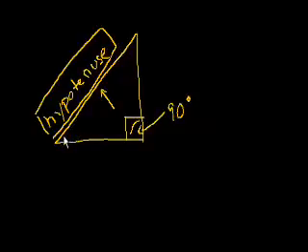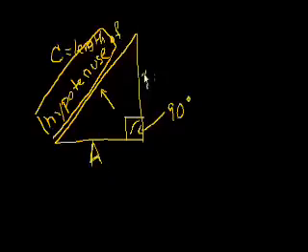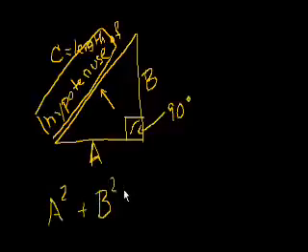So what does the Pythagorean theorem tell us? Well, let C be equal to the length of the hypotenuse. And let A be the length of this side, and let B equal the length of this side. What the Pythagorean theorem tells us is that A squared plus B squared is equal to C squared.